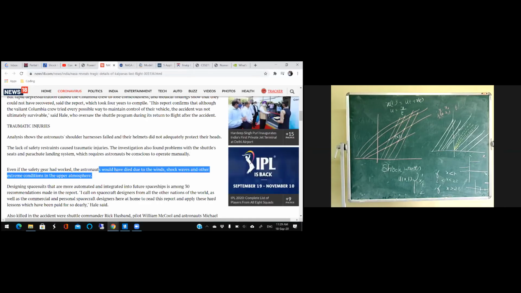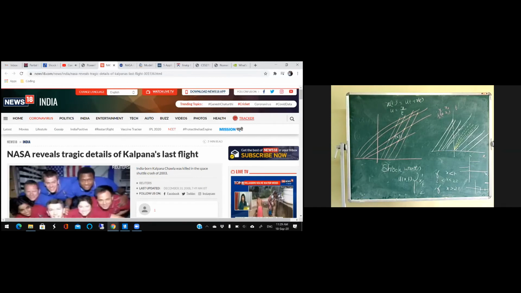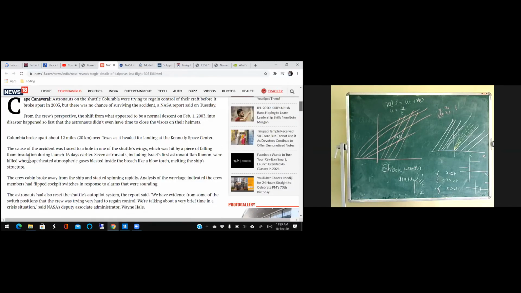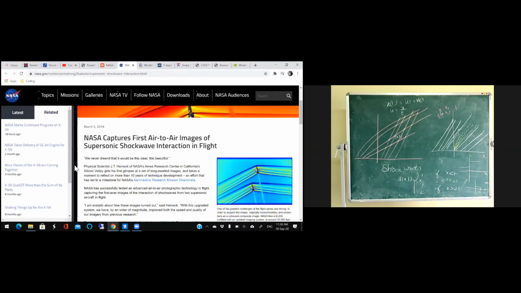So this is about the space shuttle. Okay, NASA reveals tragic details of Kalpana's last flight. In that they have mentioned that even though safety gear had worked, the astronauts would have died due to the winds, shock waves, and other extreme conditions in the atmosphere. Okay, so you can see how important it is for the physical phenomena of our world.